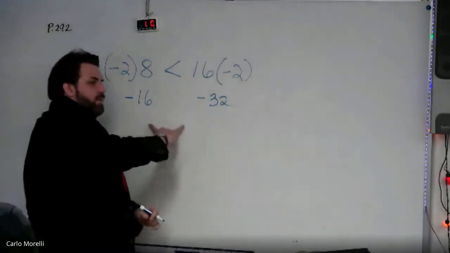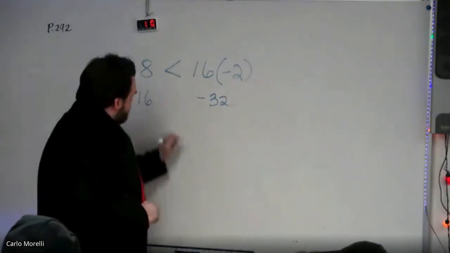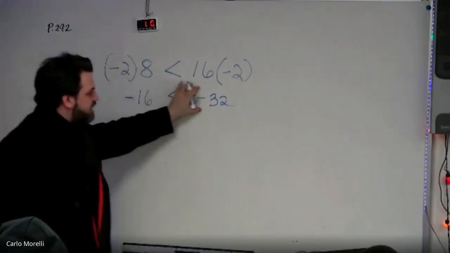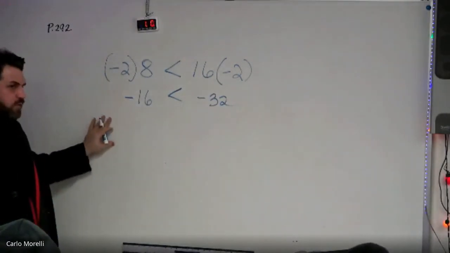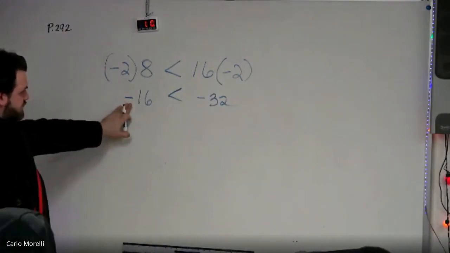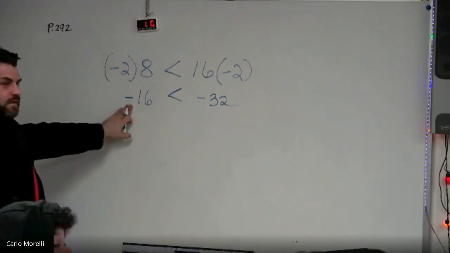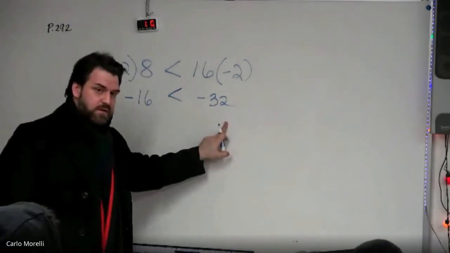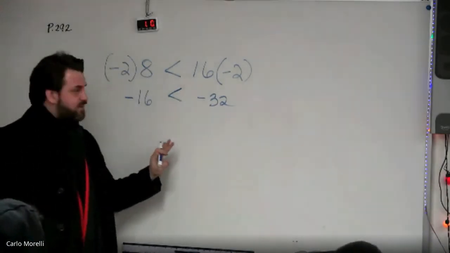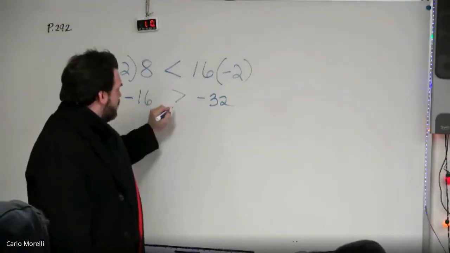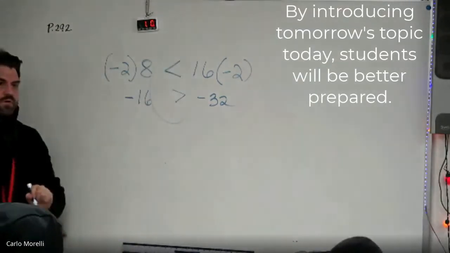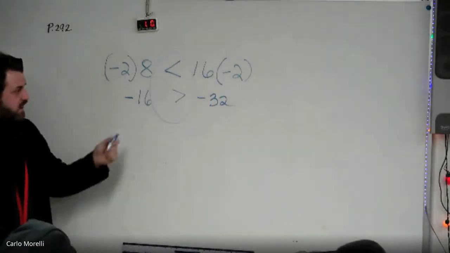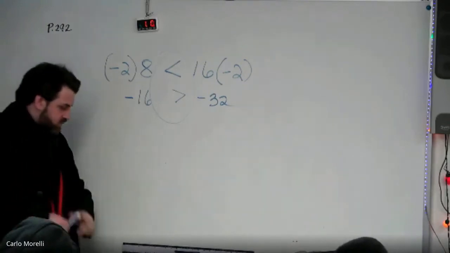So here's what I want you to ask yourself. If I bring down that symbol, is this statement right here true? Yes. I want you to read it out loud. Say this with me. -16 is less than -32. False. What's the correct statement? Is greater than. Okay, now look. All you had to do is flip the symbol. You see that? Now that's a peek ahead at the division rule, okay?